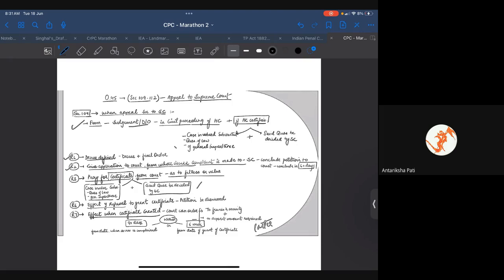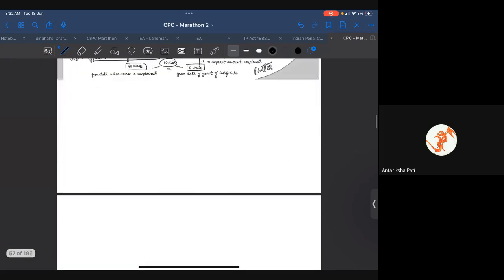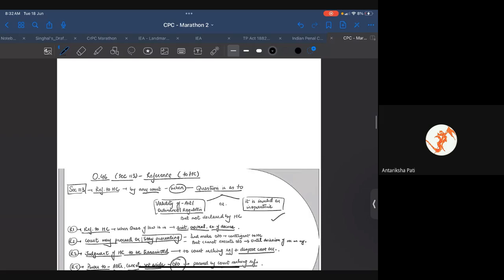Now you have to obtain a certificate from the court as to fitness or value, that the case involves a substantial question of law of general importance or state question to be decided by the Supreme Court. Now, effect of refusal to grant certificate, it will be deemed that the petition is dismissed, and effect when certificate is granted, the court can order here that you have to give a security or deposit an amount, and then within 90 days from the date of the decree complained of, or within 6 weeks from the date of grant of certificate, you have to furnish a security, and then you can file an appeal to the Supreme Court.